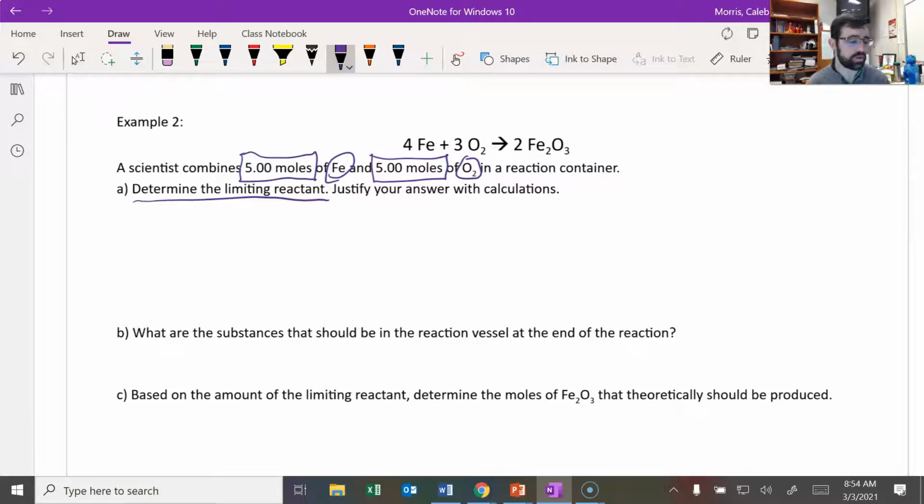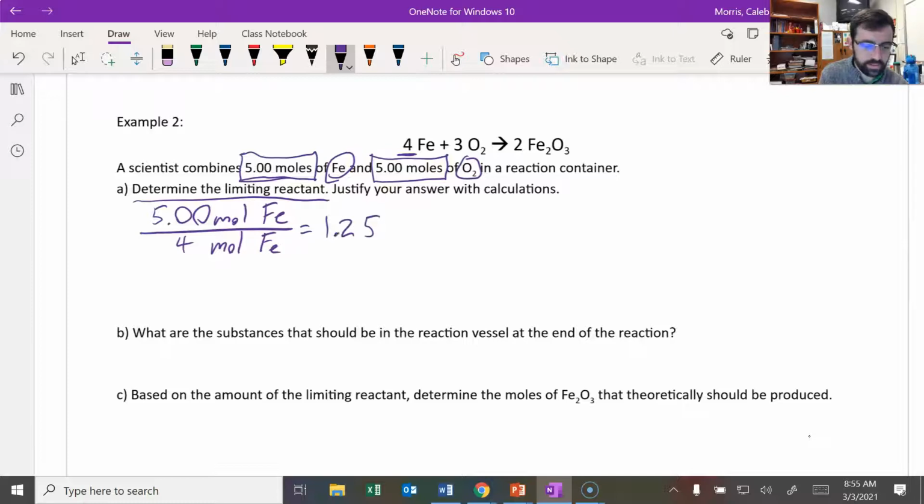So we're going to show our work and make sure that it's obvious what we did and how we determined it. Don't forget that when you're finding the limiting reactant, you take the number of moles that are given and divide it by the number of moles that the reaction coefficient indicates. So I have 5.00 moles of Fe divided by our coefficient for Fe in the equation, which is 4 moles of Fe. When I do that, 5.00 divided by 4, and I'm going to keep 3 sig figs because that's what I was given, it's 1.25.